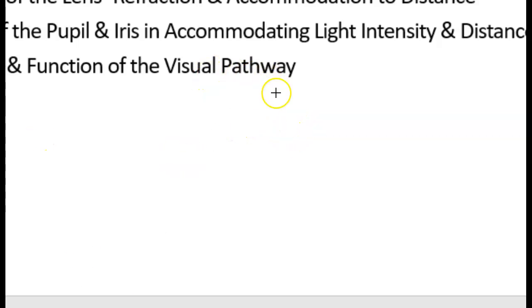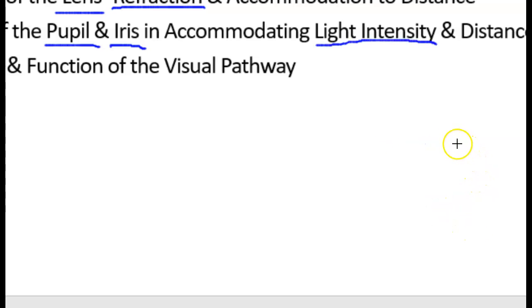The topics include photoreceptors and their function, the function of the lens, how it bends light waves, and the term for that is refraction, the bending of light waves. And then the third topic has to do with the function of the iris in controlling the size of the pupil. This is done to accommodate the different light intensities we experience when we view objects, as well as how far away objects are or close.